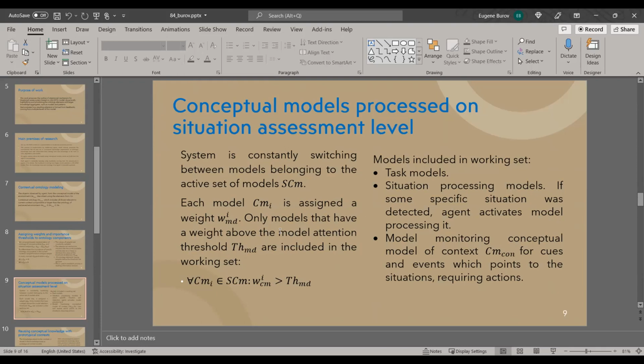Models in the working set include task models. The set of task models is dictated by the intentions of the intellectual agent, what it plans to do. Situation processing models are models processing already detected situations, and models monitoring the conceptual model of context for cues and events maybe indicating possible threatening situations. So we always look for possible threats and possible situations which can happen in our environment at every moment of time.